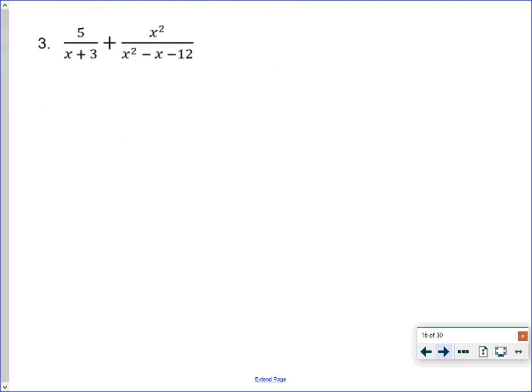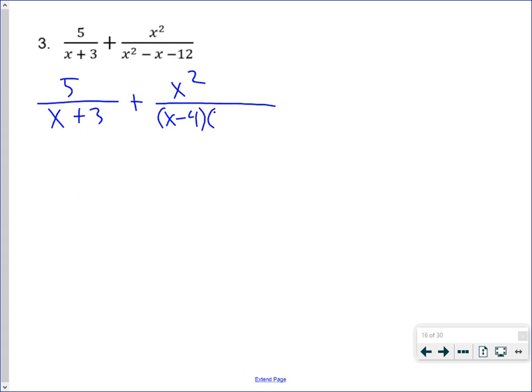So let's go on to number 3 now. For number 3, we have 5 all over x plus 3 plus x squared all over x squared minus x minus 12. So same thing, we're going to factor out the denominators of each expression. X plus 3 is already factored out, so we're just going to rewrite that. And we're adding to it x squared all over x squared minus x minus 12, which factors out into x minus 4 times x plus 3.